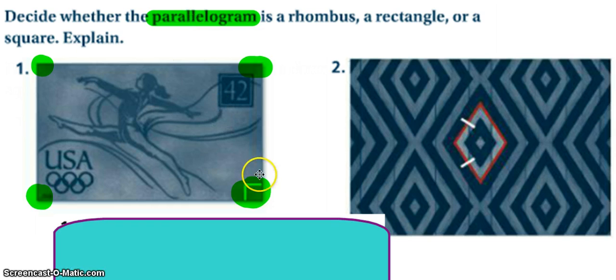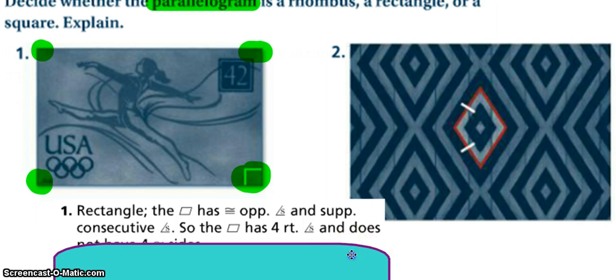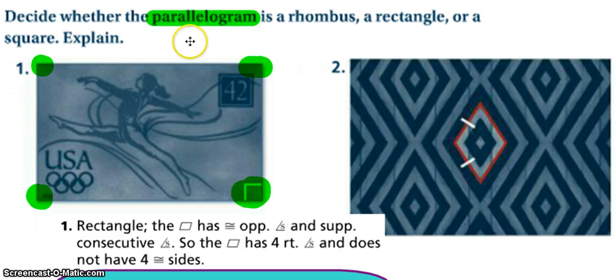We know that in a parallelogram, consecutive angles add up to 180. Since I'm given this right angle right here, this consecutive angle would also have to be 90. This consecutive angle would also have to be 90. Opposite angles are congruent, so this would have to be 90. So we have four right angles, and we do not have congruent sides because we know nothing about the lengths of the sides. Aside from that, opposite sides must be congruent because it's a parallelogram. Therefore, the most specific thing we can call it is a rectangle.